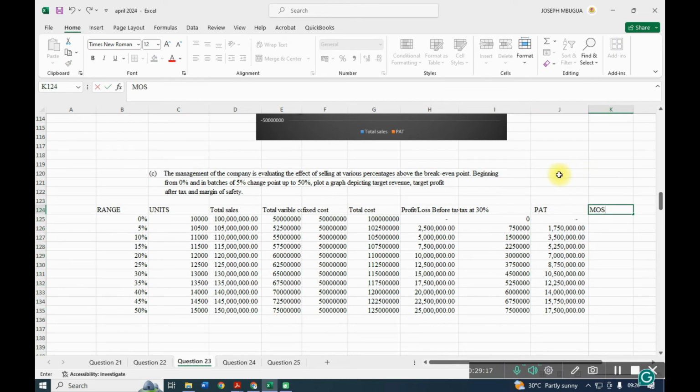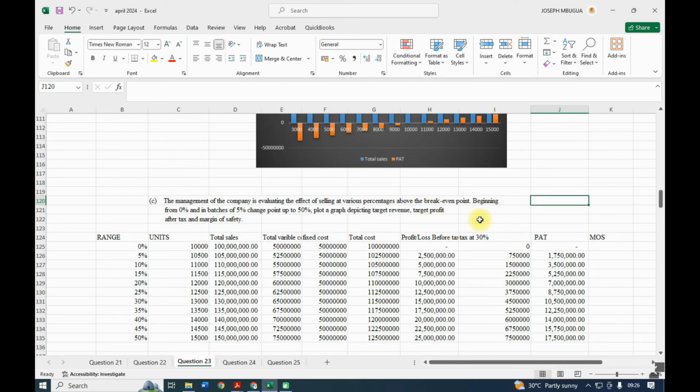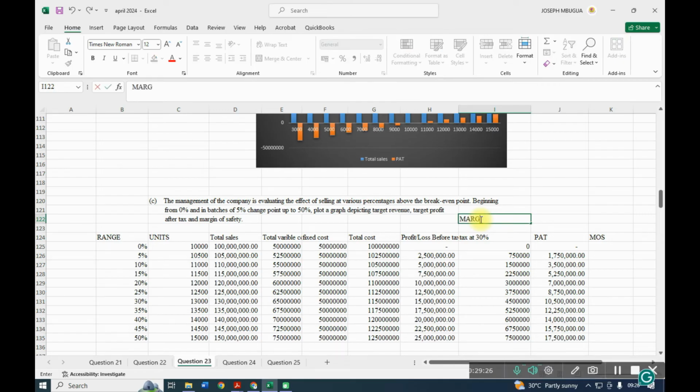So when you talk about the margin of safety, it is equal to normal sales minus sales at BP. Normal sales minus sales at BP, and this is in shillings. Margin of safety, you can either use in shillings or in percentage.